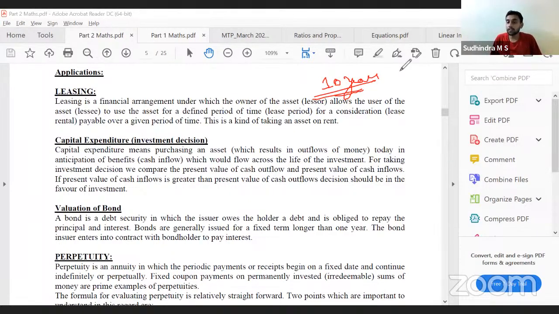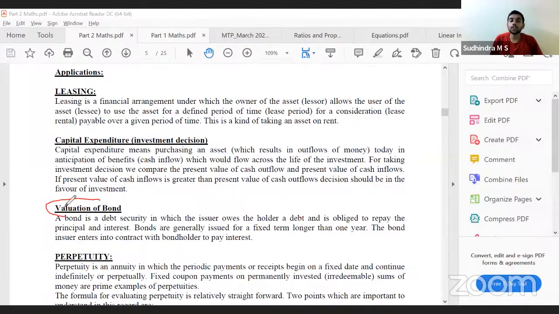Why? Because of time value of money concept. So what we have to do, we have to convert all these 10 years receipts using the time value of money, convert it into present value, compare this present value with what you are paying, and then appropriately decide. So for investment decision making also, we use this.